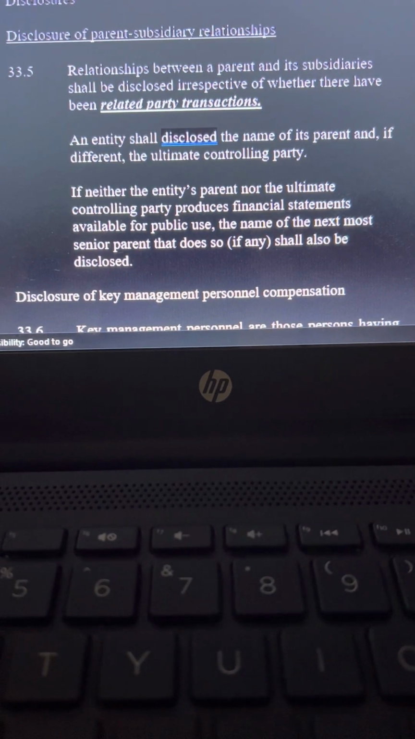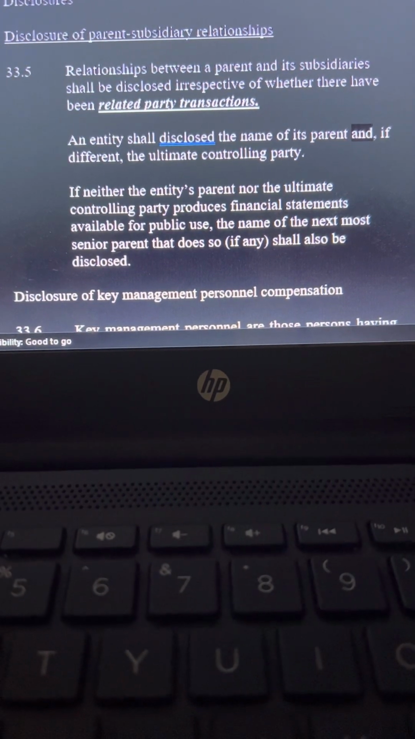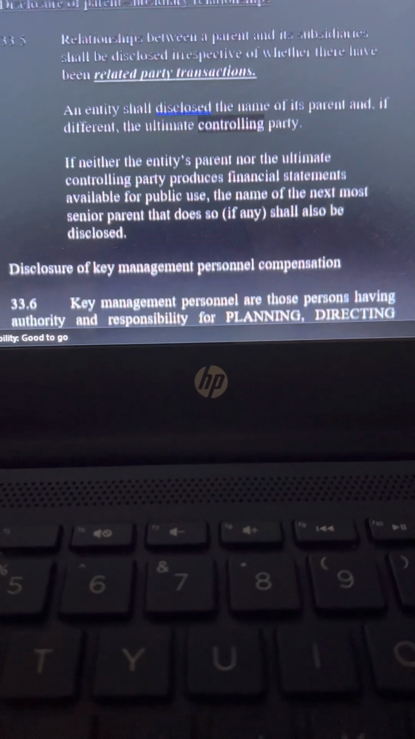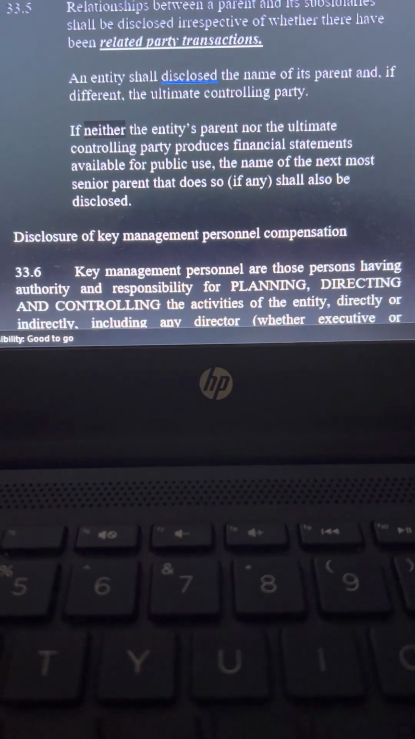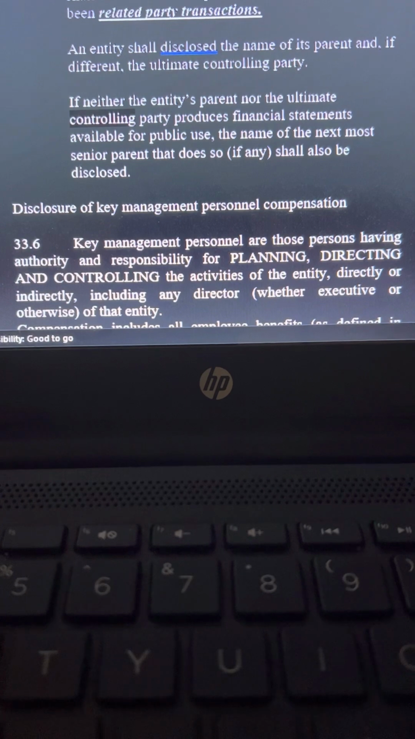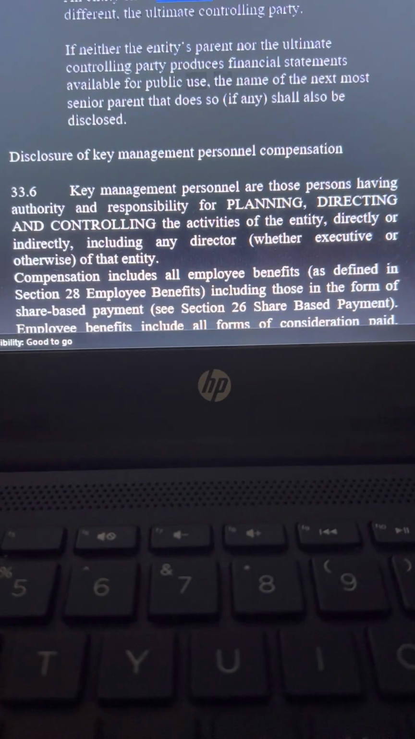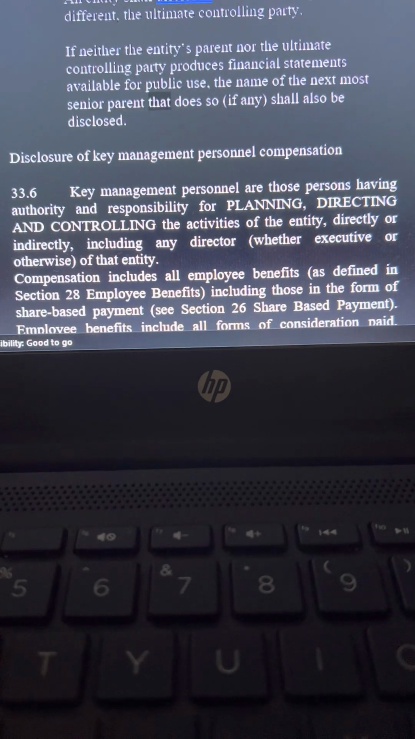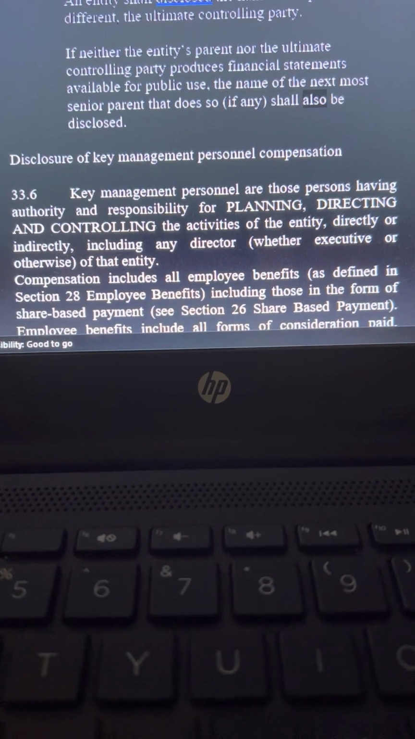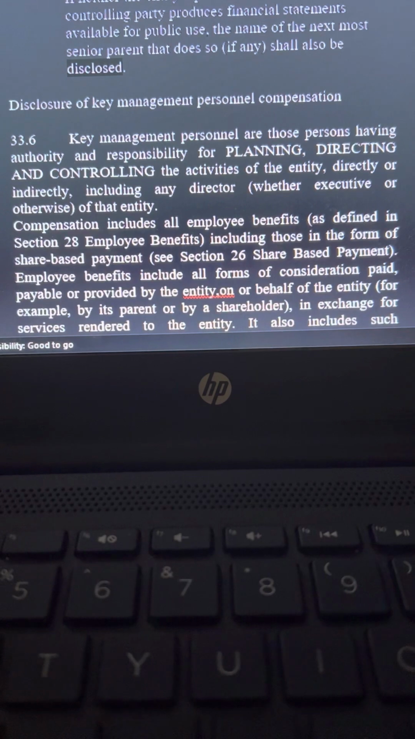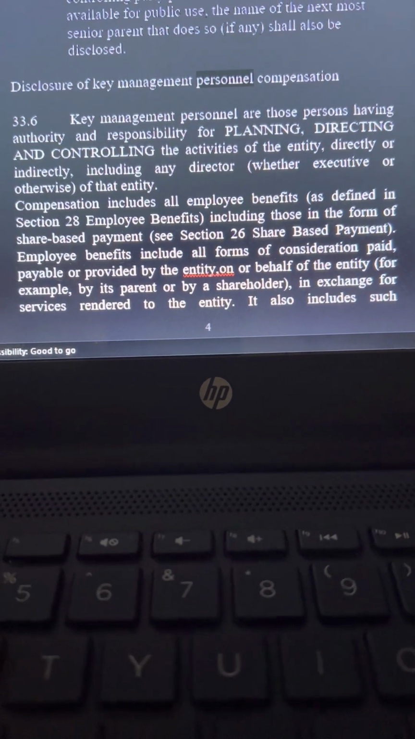An entity shall disclose the name of its parent and, if different, the ultimate controlling party. If neither the entity's parent nor the ultimate controlling party produces financial statements available for public use, the name of the next most senior parent that does so, if any, shall also be disclosed. Disclosure of key management personnel compensation.